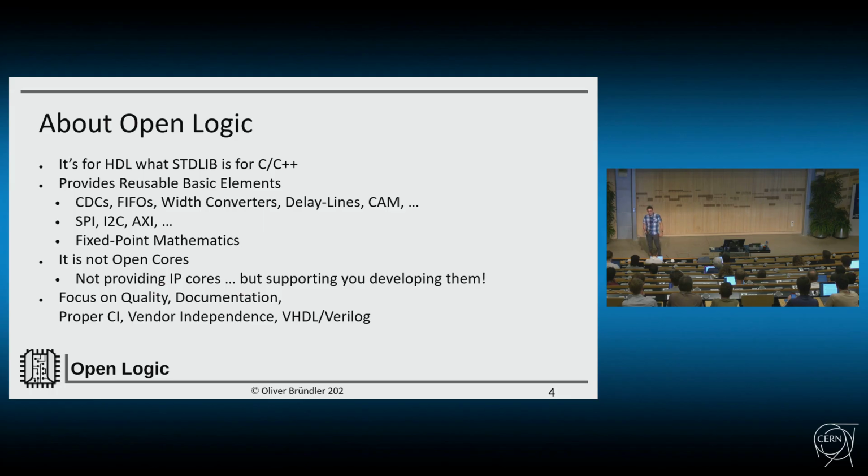And what makes it special, or what is important to me and what I try to focus on, is quality, good documentation, so it's really usable in the end. Proper continuous integration, so everything in there is regularly simulated and regularly compiled with all the different tools, that the code is vendor and device independent, and that it's usable from VHDL and SystemVerilog, and that this also is tested.